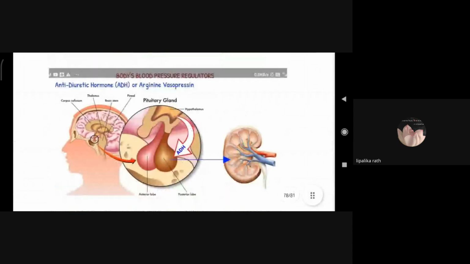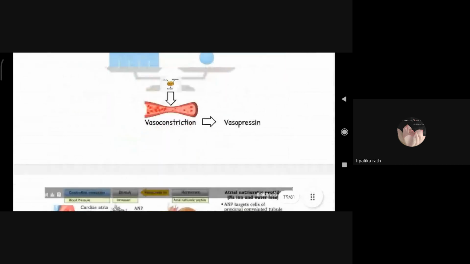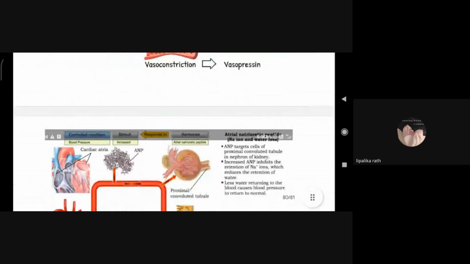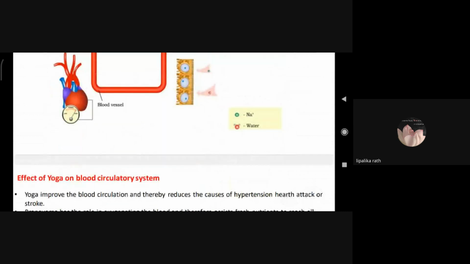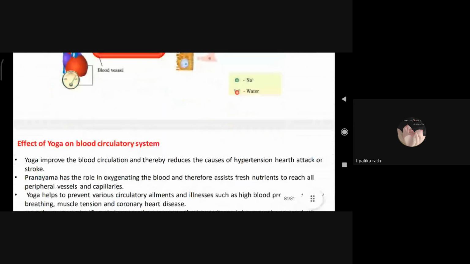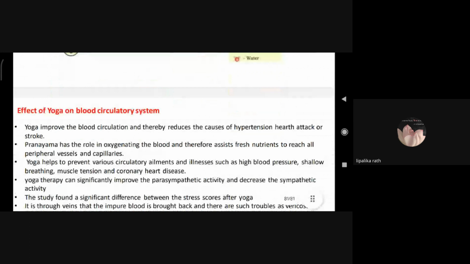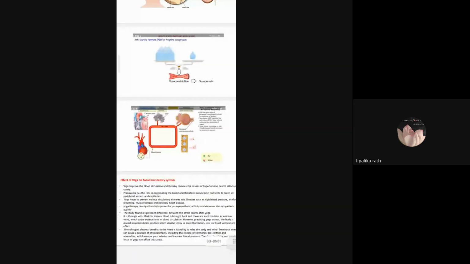Okay. So this is the mechanism discussed here. You have all these slides. If you want to go through, you can go through. So this is the end of the basic circulatory system. If any question, you can ask.